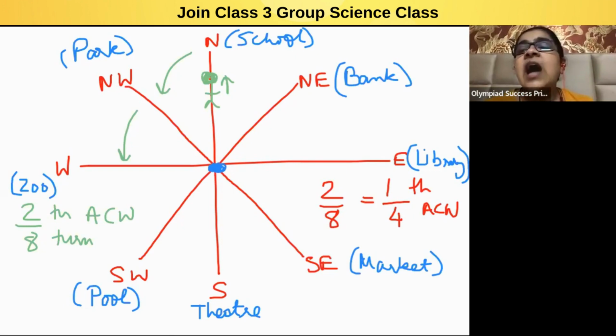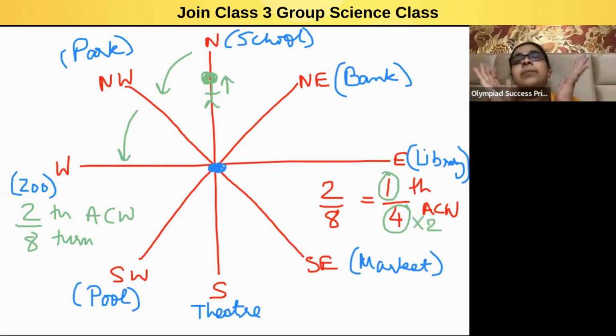Why will it be zoo? Look at this. Out of 4 places, you are walking 1 place. But there are total how many places? 4 places or 8 places? 8 places. So you have to multiply 4 into 2, and if you are multiplying the number at the bottom, you have to also multiply the number at the top. That means walking 1 step for every 4 steps is equal to walking 2 steps for every 8 steps.